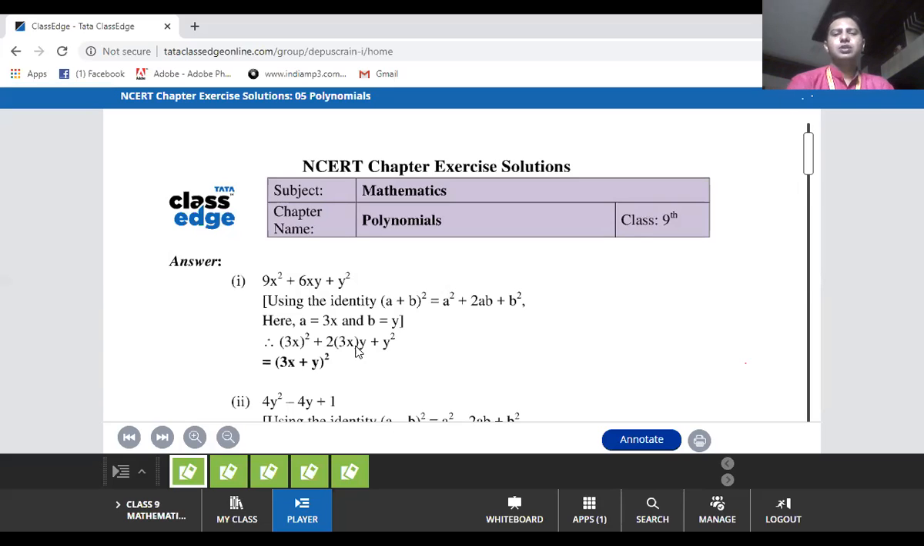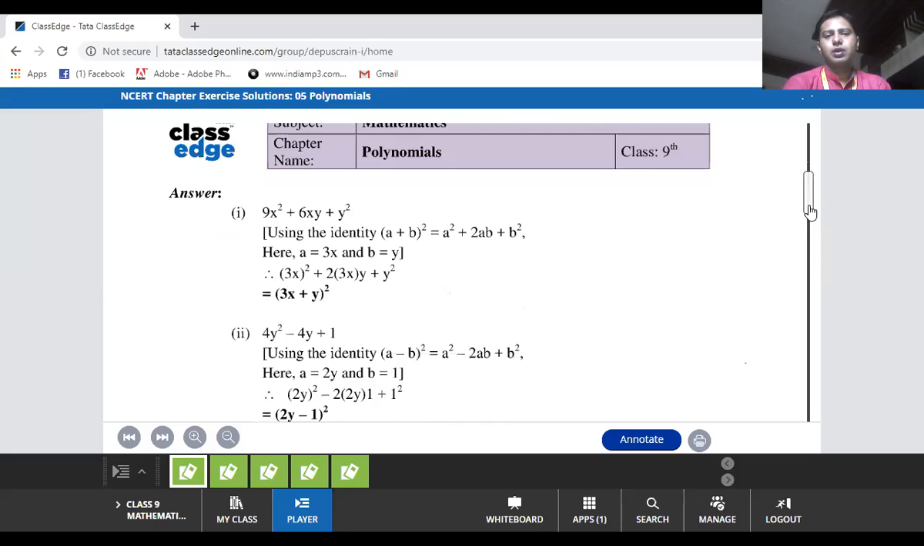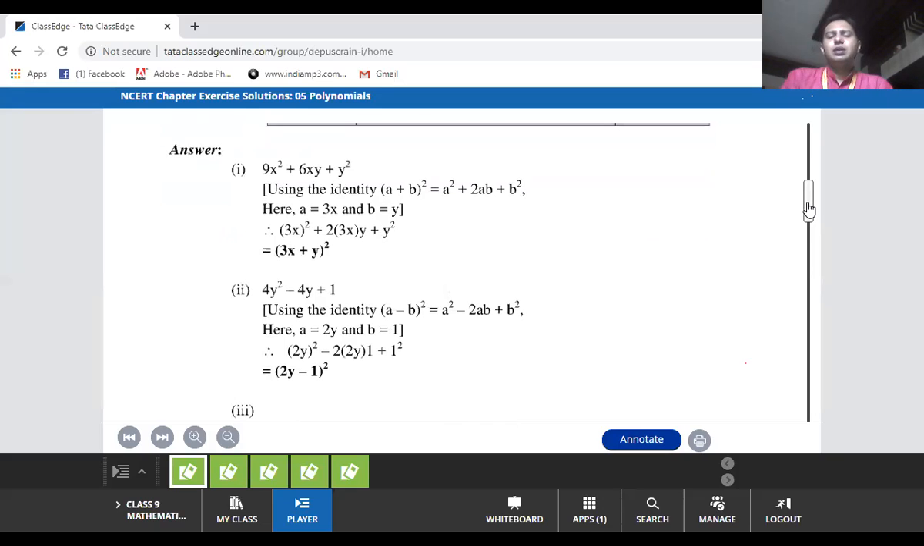Now the next question we have is 4y square minus 4y plus 1. Let's see, the middle term is negative. The first term is the perfect square of 2y. The last term is 1, that is the perfect square of 1. And the middle term is negative.